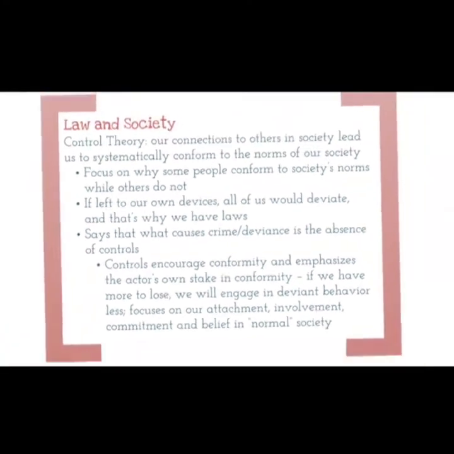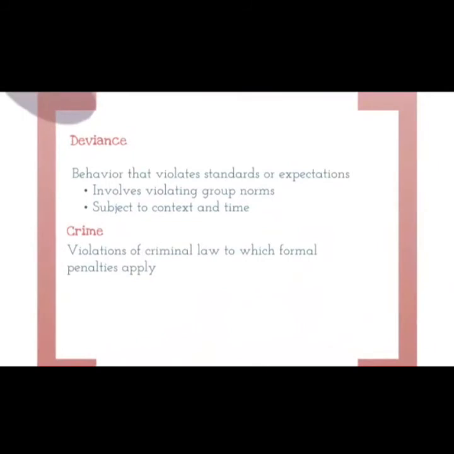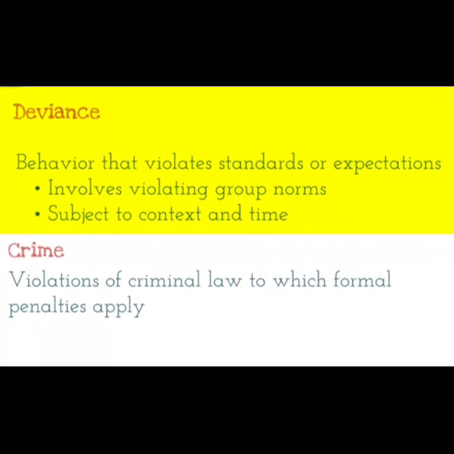We also need to define deviance and crime, the differences and similarities in these two terms. Deviance is generally behavior that violates standards or expectations. It often involves violating group norms, and it's important to note that it is subject to context and time. One of the easiest examples I can give you is body piercing. 20 or 30 years ago, it was considered deviant to have any kind of piercing other than that which might be in your ears. Today, it's normal. It's no longer considered deviant behavior.